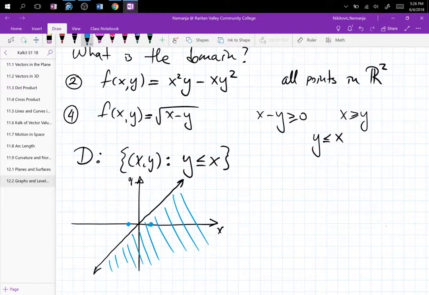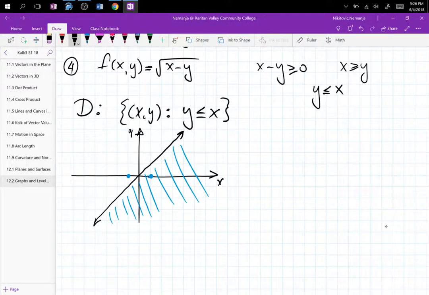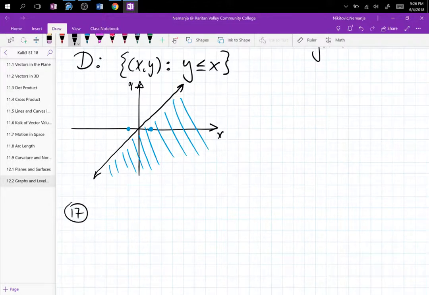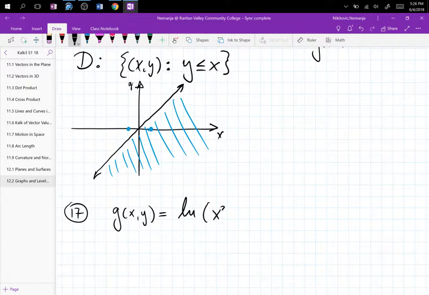Let's find more. Let's take a look at 2 more. So how about the function g of x, y, given as ln of x squared minus y.